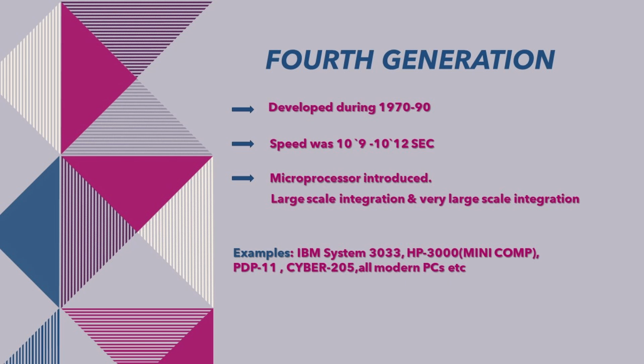They have a huge storage capacity and their processing speed is from 10 to the minus 9 to 10 to the minus 12 seconds. The concept of networking was introduced. Examples of fourth generation computers: IBM system 3033, HP 3000 that is a minicomputer, PDP-11, Cyber 205. All modern PCs are affiliated to the fourth generation.